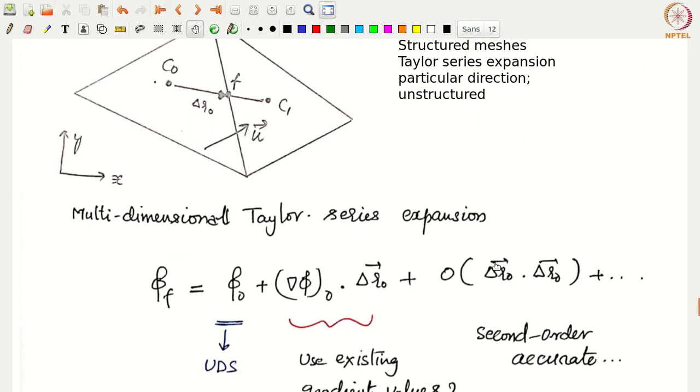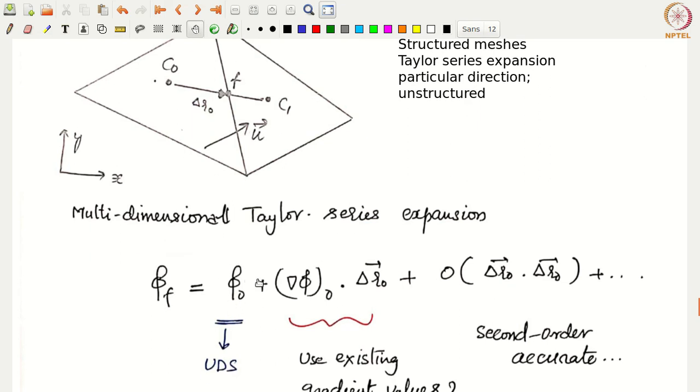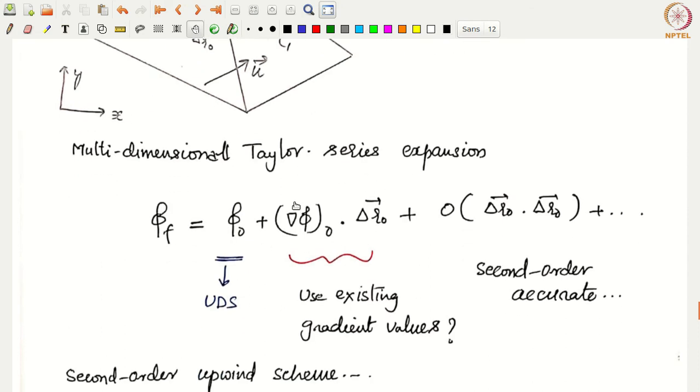Okay. All right. So depending on, again, if you only include this term, we are back to our upwind difference scheme. If you include even this term, then we are looking essentially at a second order accurate upwind scheme, because this term would evaluate itself to order del R naught square, right? Now, if you of course include this term as well, which requires you to have del square phi in all the directions, then you are essentially talking about a third order accurate upwind scheme.